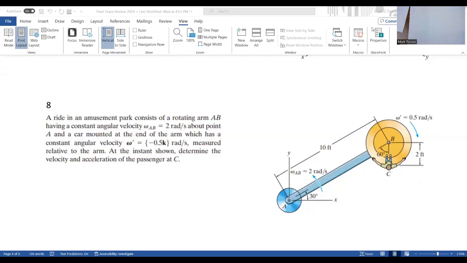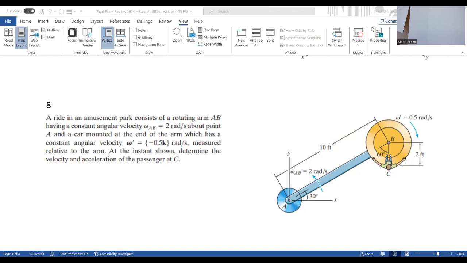Next, we'll take a look at this problem. A ride in an amusement park consists of a rotating arm AB having a constant angular acceleration of 2 radians per second squared about point A, and a car mounted at the end of the arm which has a constant angular velocity of negative 0.5 k radians per second, measured relative to the arm. At the instant shown, determine the velocity and acceleration of the passenger at C.